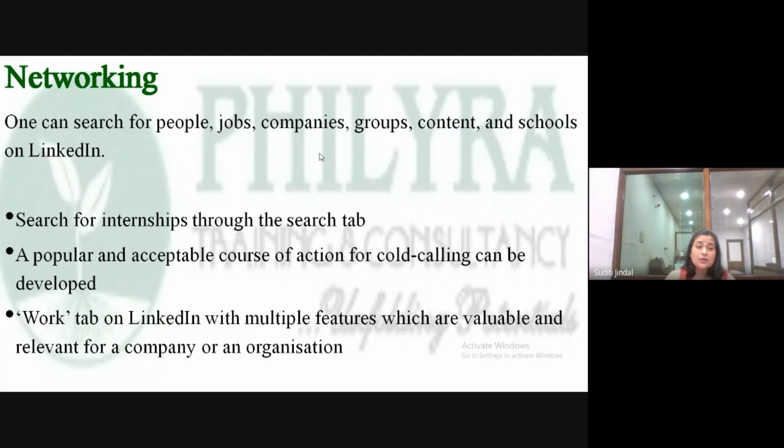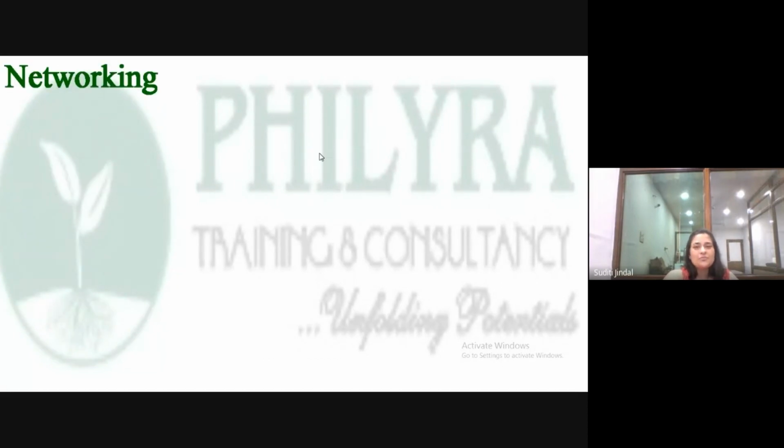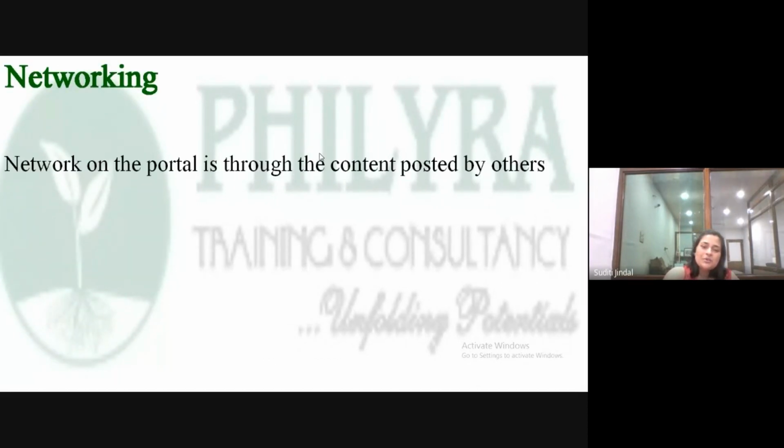You can even add a work tab with multiple features which are relevant for a company and organization. So when you tap into that, you know what a company or an organization is looking for, and perhaps customize your profile to the same. You can comment on the content posted by others, tag someone else who's present on LinkedIn, and the moment that person reads the comment with their name in it, they reply to it, and a discussion has started. Sometimes the person who's put out the original content would like your comment so much that they can pin your comment on the top. That first thing a person reads in the comment section is your comment.